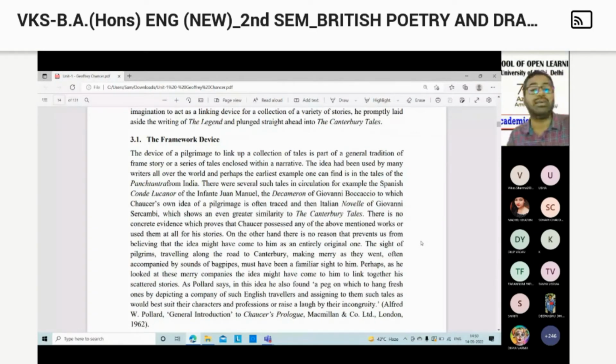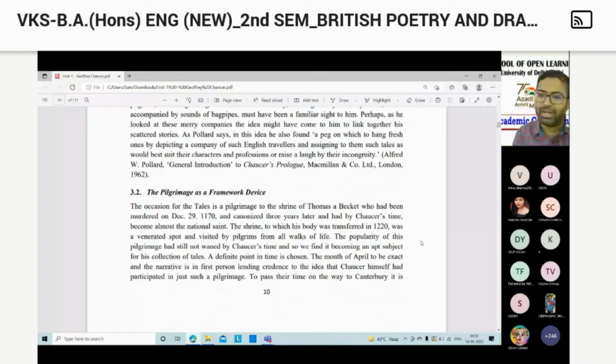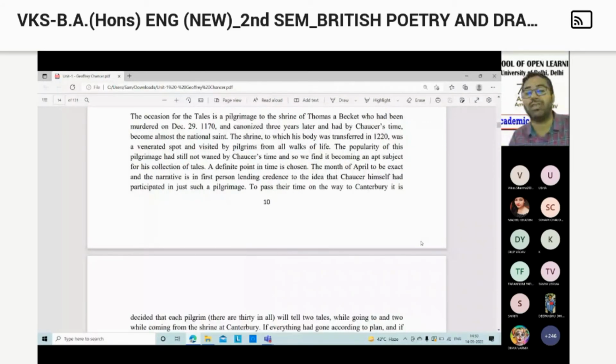A pilgrimage as a framework device. The occasion for the tales is a pilgrimage to the shrine of Thomas A. Beckett, who had been murdered in 1170. So this was the pilgrim site where they were going to, and his name was Thomas A. Beckett, and the shrine was in the memory of Thomas A. Beckett, who was murdered by a group of people and canonized 3 weeks later, and had by Chaucer's time become a national saint. Now the cross section of the society.